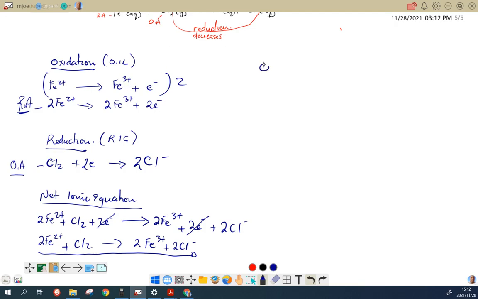Remember this mnemonic: OIL RIG, right? Standing for oxidation is loss, reduction is gain.